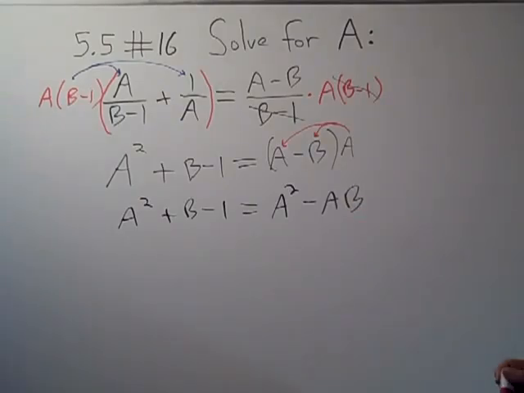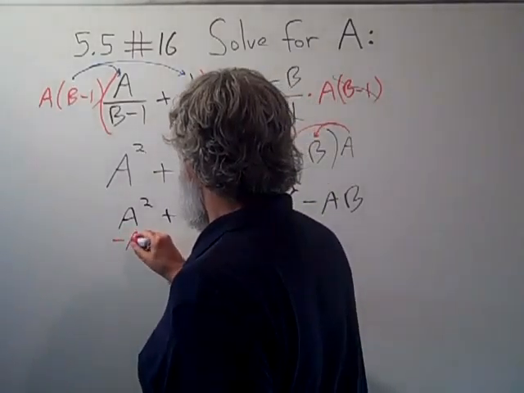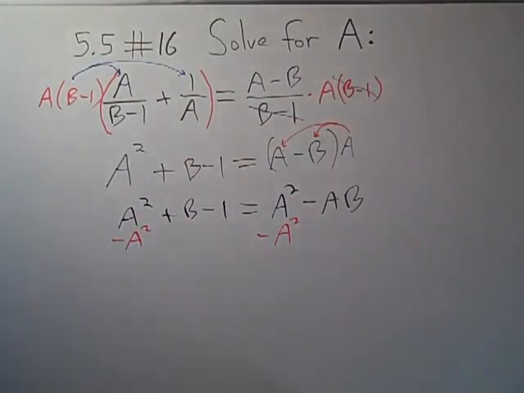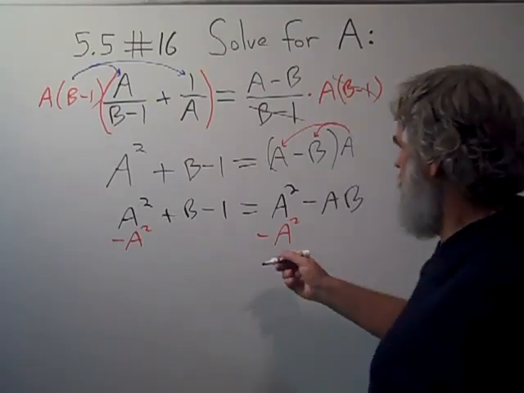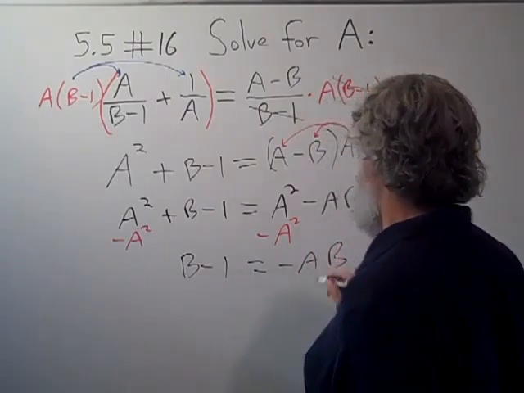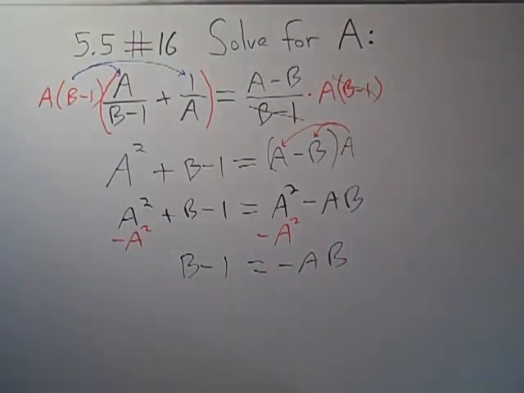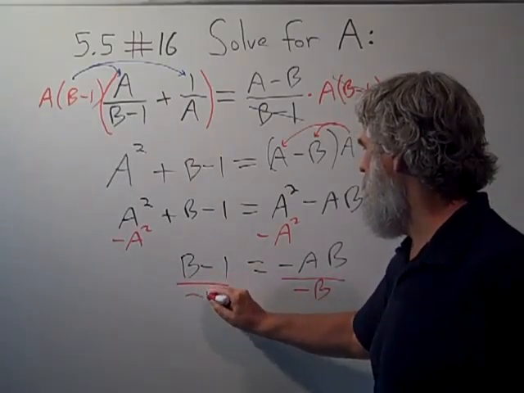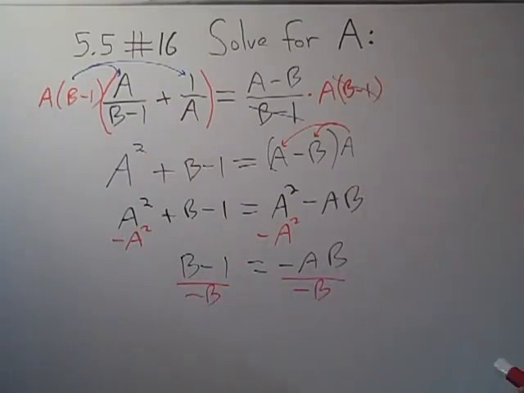Now the a squareds can be cancelled from both sides. So we end up with b minus 1 is equal to negative a times b. And we've almost solved for a. We simply have to divide both sides by negative b. And the negative cancels and the b's cancel, so we're just left with a.